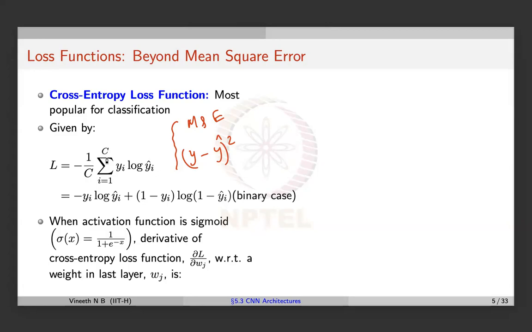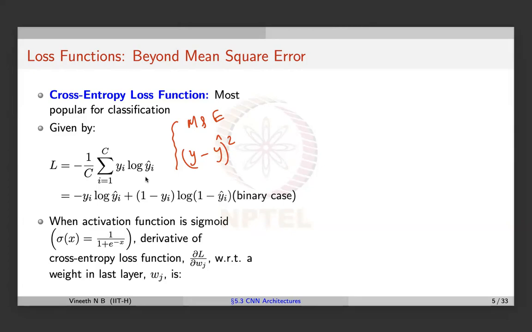The formula for that is pretty simple. It's just minus summation of yi log yi. So this will find the class which has the least entropy, and we can say that this is the target class. This loss function is generally used for classification.